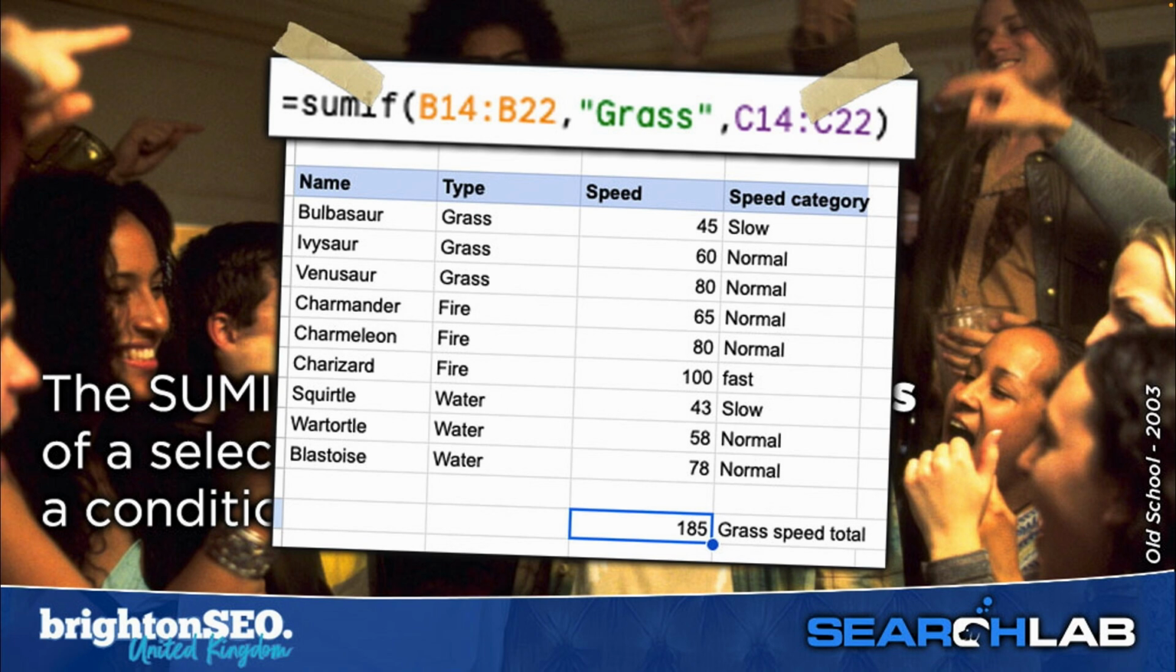So you would say SUMIF, we look through the entire range of B14 through B22. We look for grass, and if it is grass, then we sum C14 through C22. So basically anything that has grass in column B, it will add the number in column C together, and we get a total of 185.